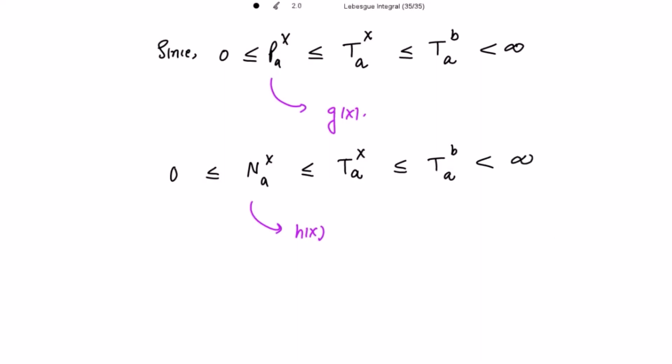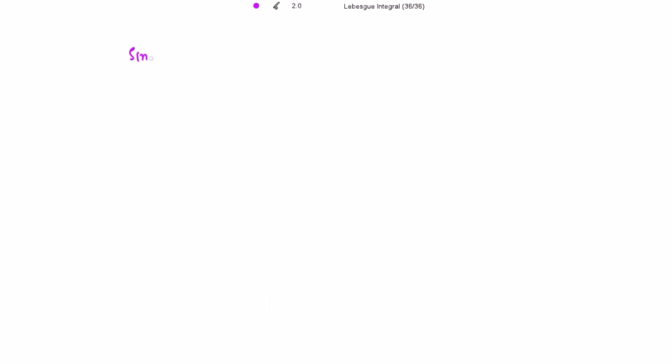And is less than infinity, it is finite. So that means h(x) is also real valued. So from these two we say that therefore g and h are real valued functions. g and h are monotonically increasing and also real valued functions. So since f(x) minus f(a) is equal to P_a^x minus N_a^x, that is equal to g(x) minus h(x).